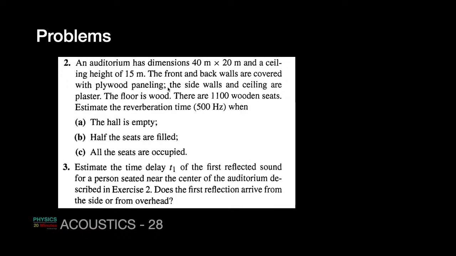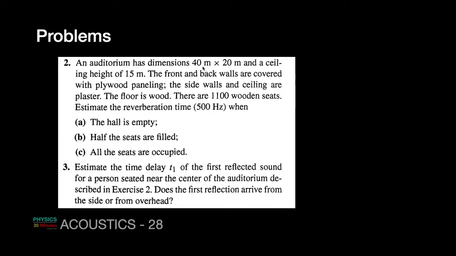An auditorium has dimensions 40 meter, 20 meter and a ceiling height of 50 meters. So length is given, breadth is given, height is given, so volume you can calculate easily. If any one of you is ready with pen and paper, you can calculate it. The front and back walls are covered with plywood paneling. Now which will be the front wall and which will be the back wall, that you have to define.